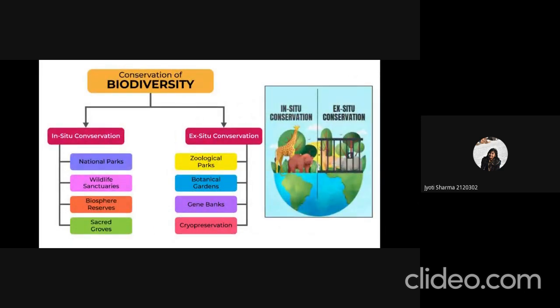Okay, now if we want to conserve biodiversity, then we have two different types of conservation. One is in situ and one is ex situ. If we are conserving our species within its natural habitat, then it is in situ, and if we are conserving it outside the natural habitat, then it is ex situ. We have national parks, wildlife sanctuaries, biosphere reserves, and sacred groves within in situ conservation.